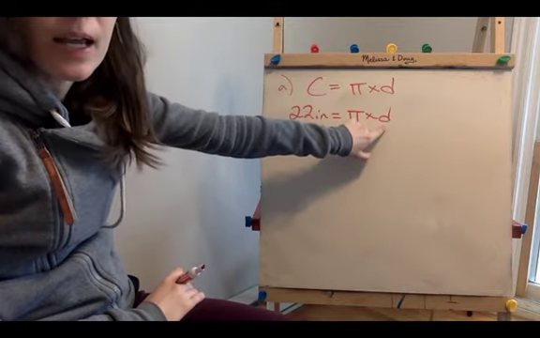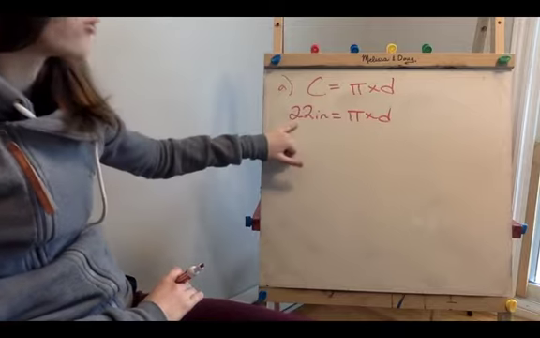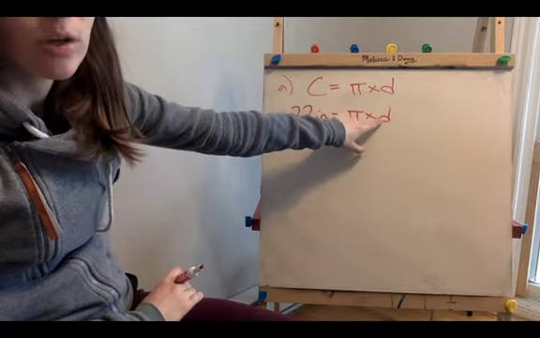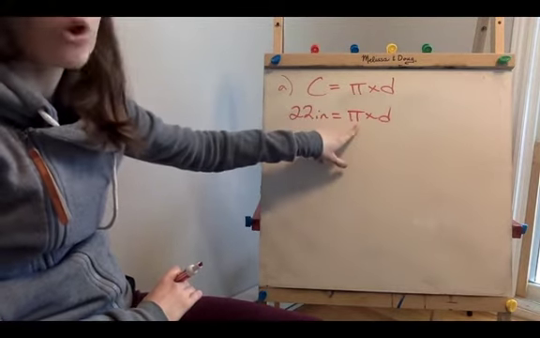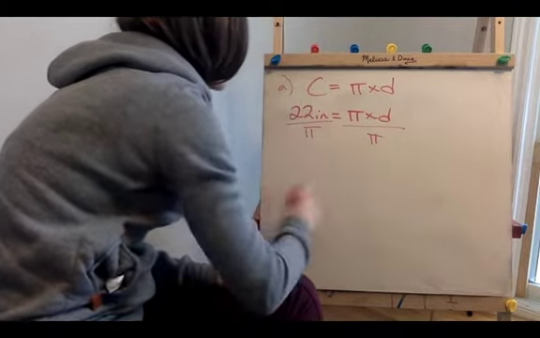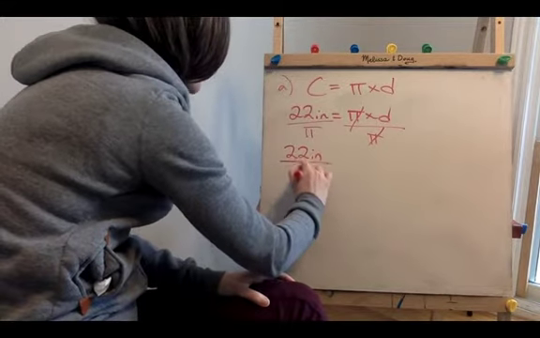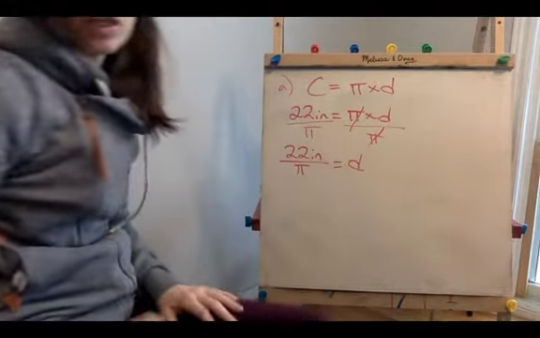So to find the diameter, you're doing the opposite operation here. Pi times the diameter is equal to 22. To get the diameter by itself, since the diameter is being multiplied by pi, we'll divide both sides by pi. That will cause the pi's to cancel, and whatever 22 inches divided by pi is, that's going to equal our diameter.